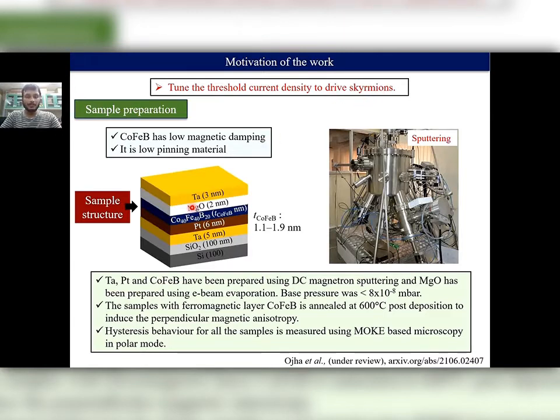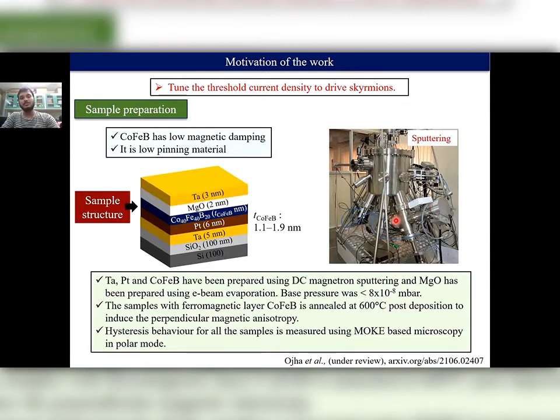We have prepared this stack with DC sputtering, where the tantalum, platinum and cobalt iron boron were prepared in DC sputtering, and MgO has been prepared using e-beam evaporation. We have varied the cobalt iron boron thickness from 1.1 to 1.9 nanometer. This is the sputtering system where we have deposited our samples.